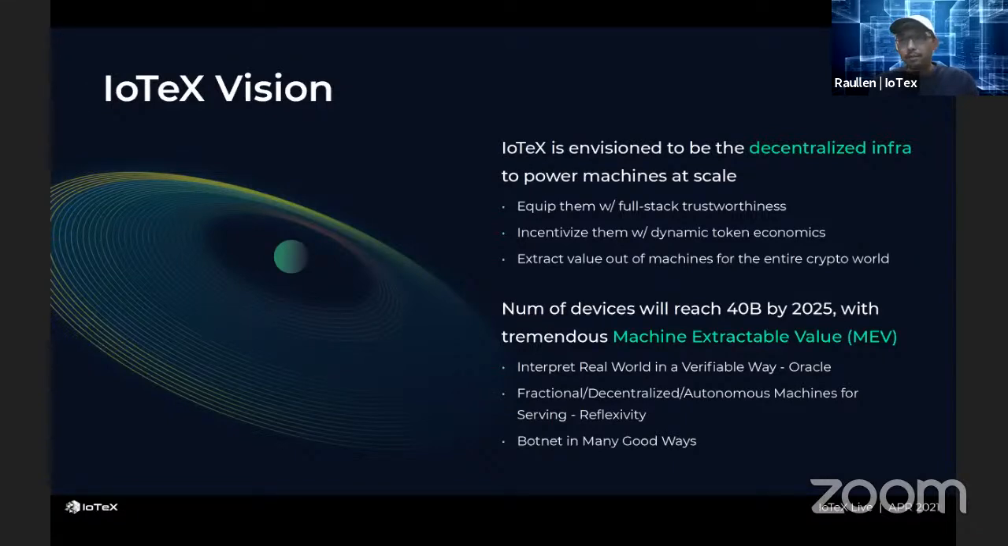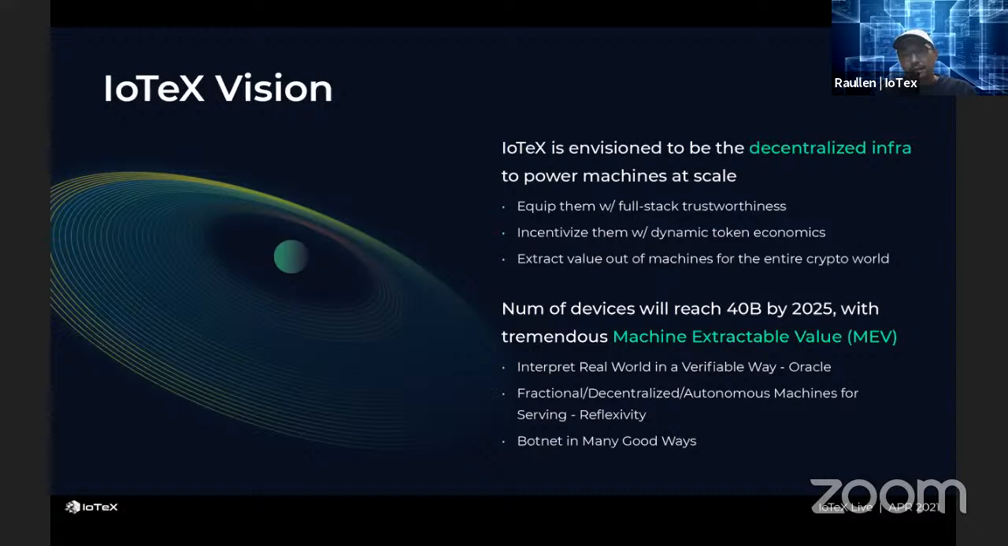So there will be 40 billion machines by 2025. So there will be a tremendous amount of what we call MEV, machine extractable value, out there. A very good example is Oracle. You can think about a machine as a way to interpret the real world in a verifiable way, right? It collects information and throws it back to the blockchain. That's an Oracle view of how machine MEV works.